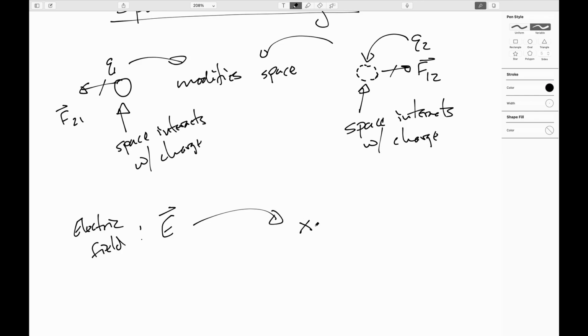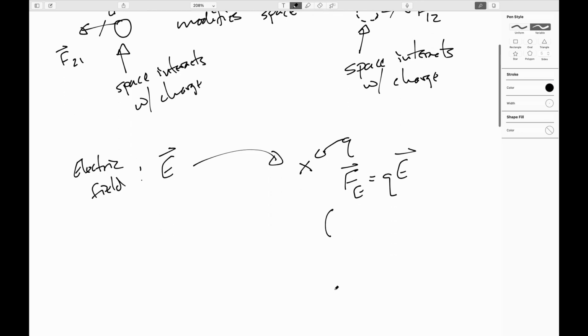At this location is what will interact with our charge. So if I go and stick a charge here, then the force that that charge will feel will be the charge I put there times the electric field at that location. And you've actually kind of seen this before, but I will get into this in a later video.